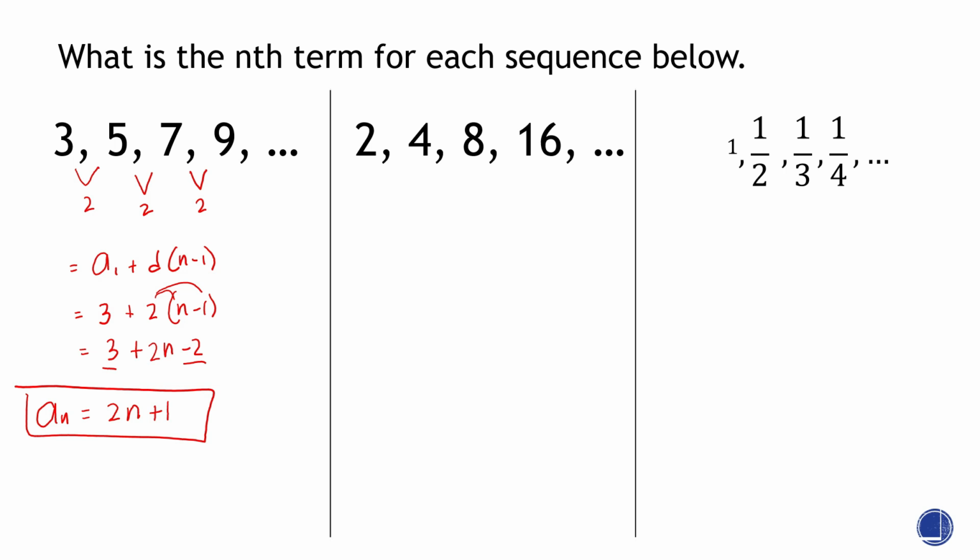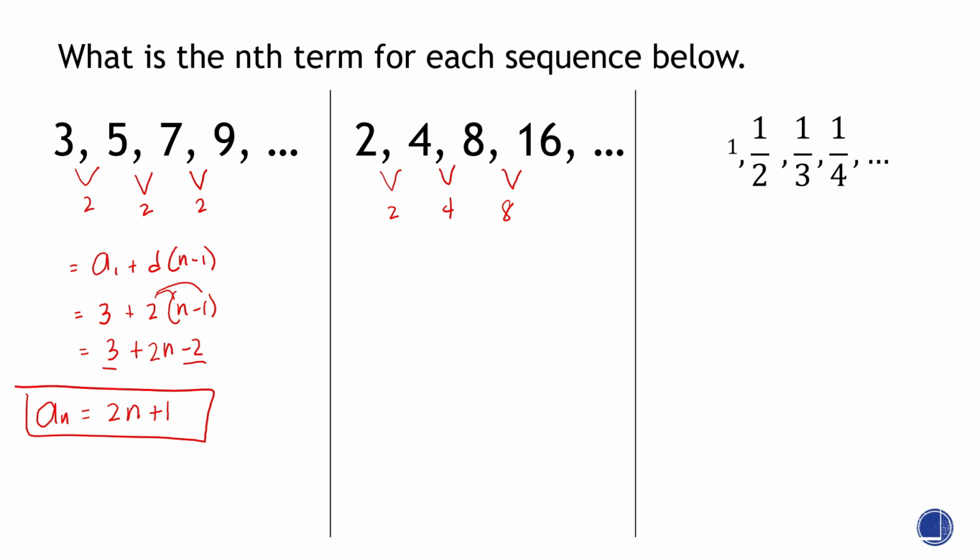Let's answer the second sequence. Now here, 2, 4, 8, and 16, if we try to find the difference of any two succeeding terms, we will notice that they're not equal. So what are we going to do? The next option is to understand the sequence. Ask yourself, what do you think is the next number in the sequence? That's correct, it's 32.